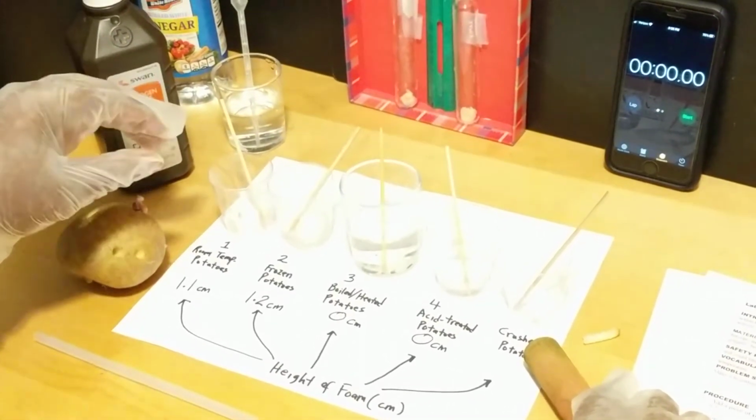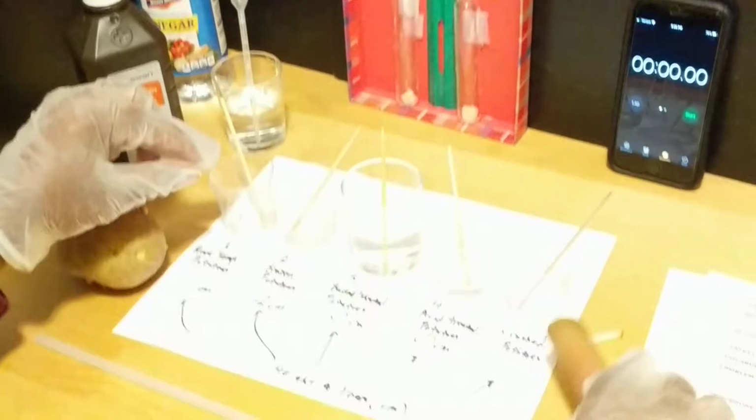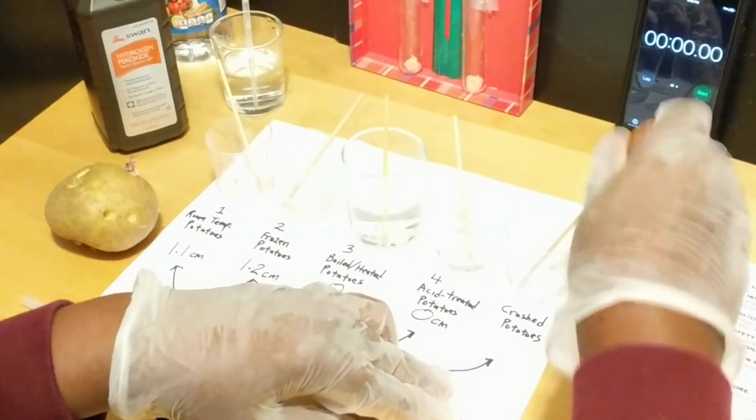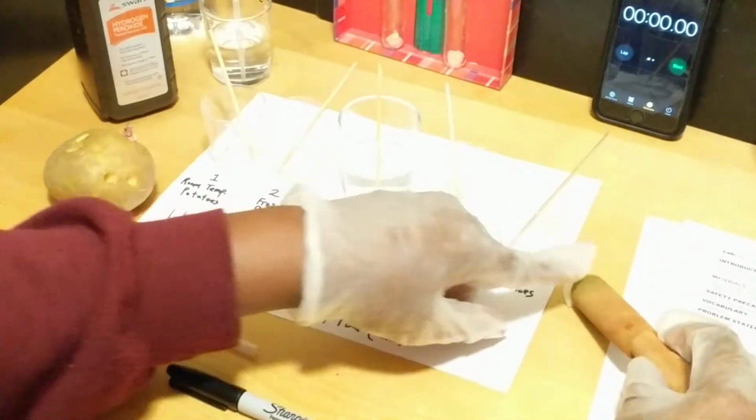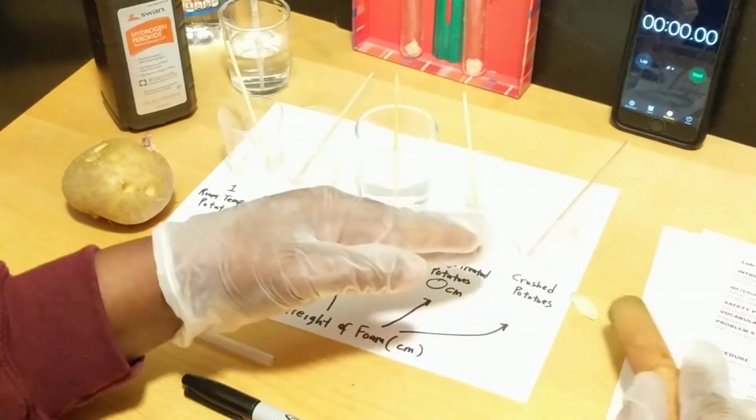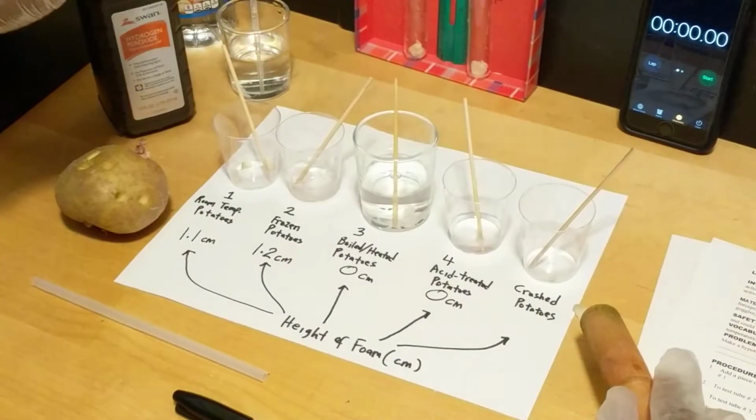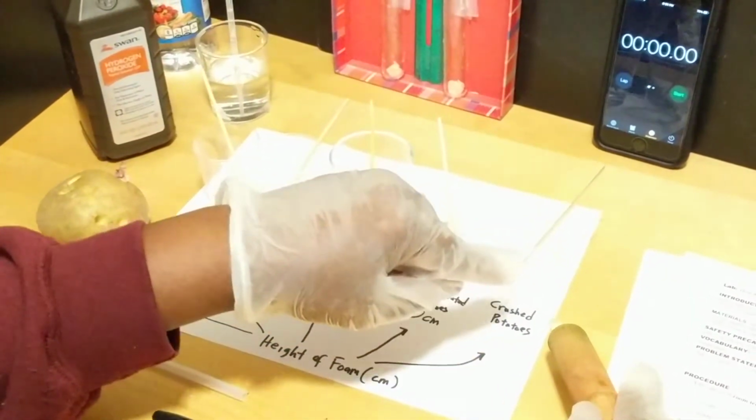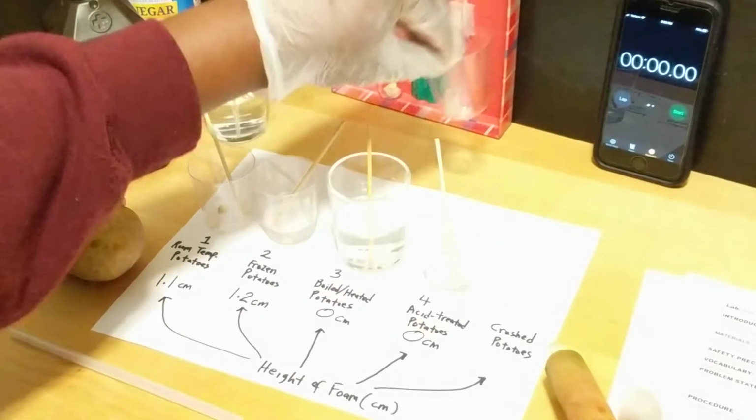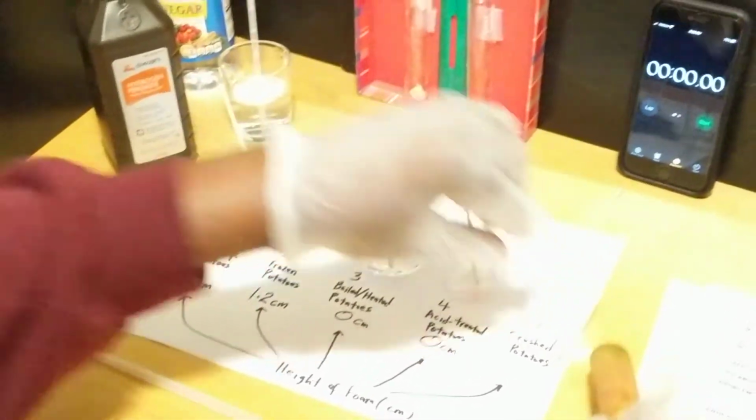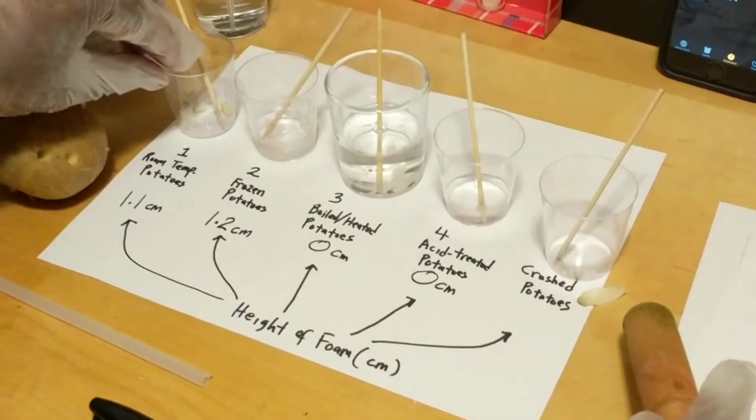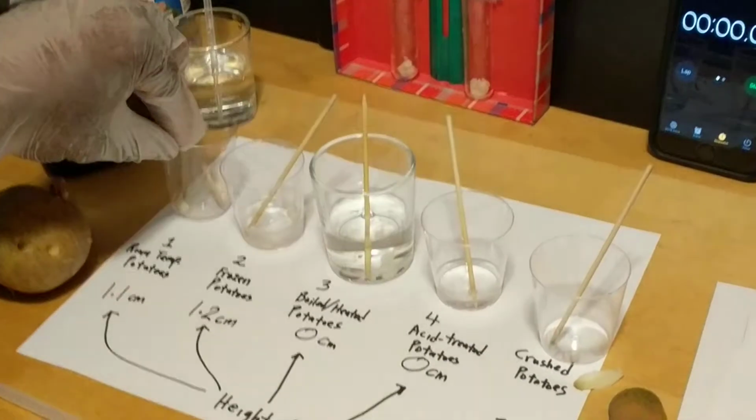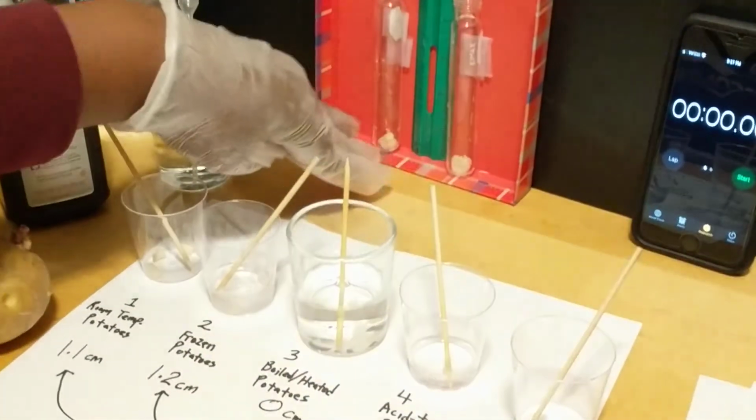Okay, welcome back to the last part of the experiment. So we are going to take the potatoes and crush them. By crushing the potatoes, it increases the surface area of the enzyme to react with the substrate, which is hydrogen peroxide. I've already added the crushed potato to this test tube. And just for reference, this is our control. The room temperature potato has already been added. As you can see them at the bottom of the tubes.